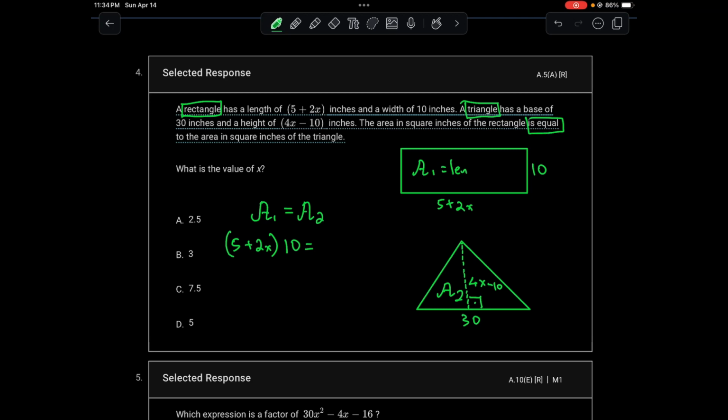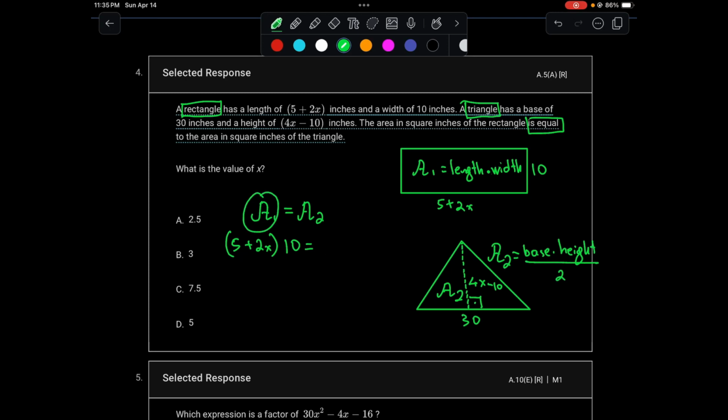So that would be 5 plus 2x times 10. That's the area of the rectangle, length times width. Let's write it more carefully. Length times width. Okay, the area of the triangle is base times height over 2.